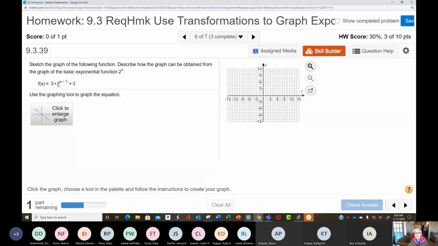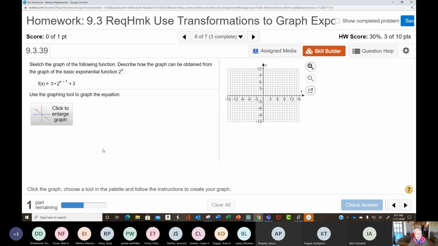This one is hard. I wanted to be sure that I did this one for you. That is going to be a vertical stretch. The -1 up by the x is going to be a horizontal shift 1 unit to the right. And the +3 at the end is going to be a vertical shift up 3 units.